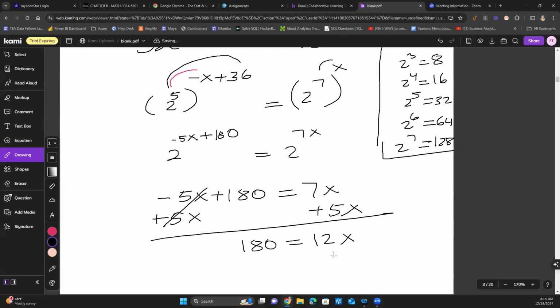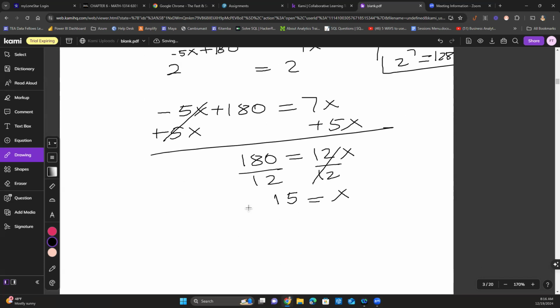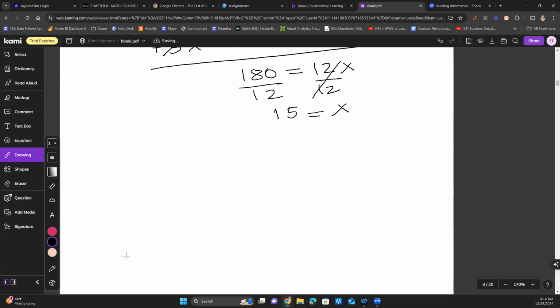The x is still not alone, so we're going to divide each side by 12. So x is finally alone, and when I divide 180 by 12, I believe it goes in 15 times. So the expected answer for this question will be 15. The solution set for number 7 will be just 15. And this is how I am going to answer number 7 on the homework.